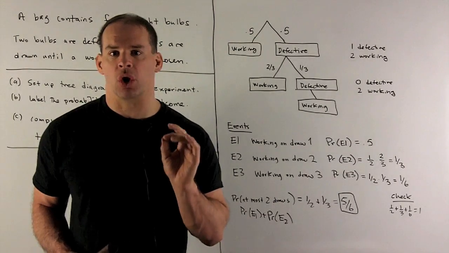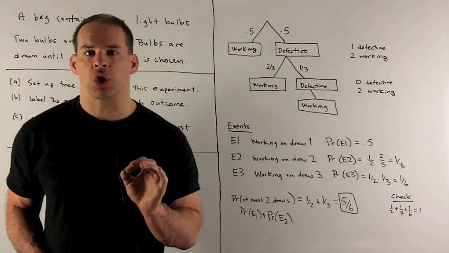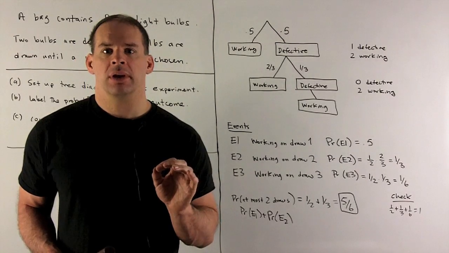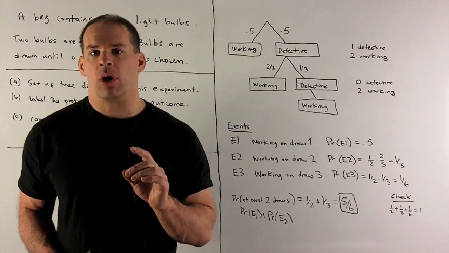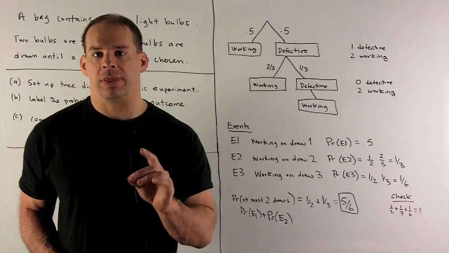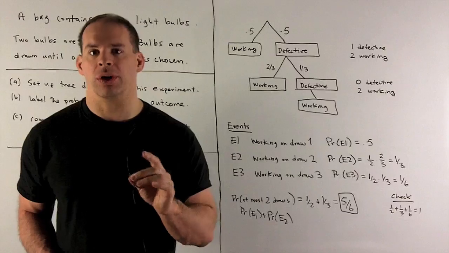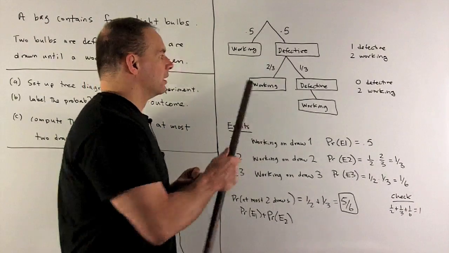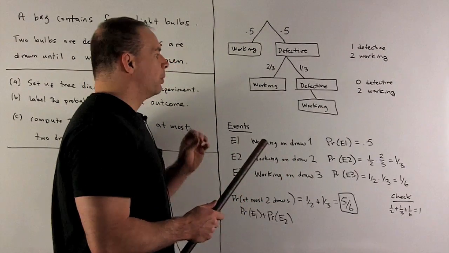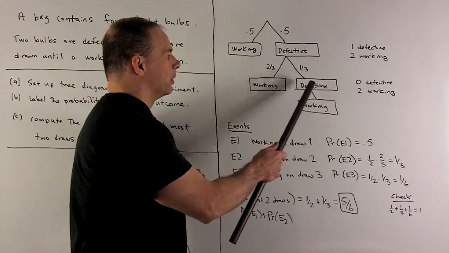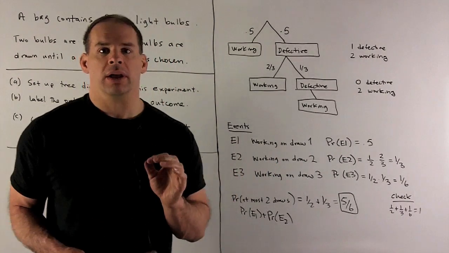So there'll be a second draw. On the second draw, we're going to have 1 defective bulb, 2 working bulbs. So the probability of pulling a defective bulb on the second draw is going to be 1/3. Probability of pulling a good bulb on the second draw is 2/3. So we'll fill in like this. If we pull a working bulb on draw 2, I stop. If we pull a defective bulb, we keep going.